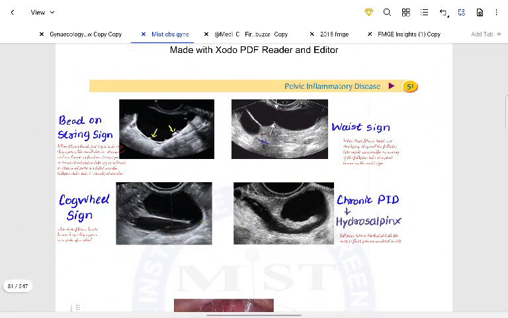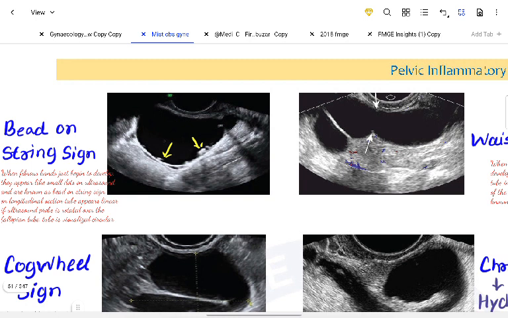I'll explain. Bead on string sign: when fibrous bands begin to develop, they appear like little small dots on ultrasound and are known as bead on string sign. In a string, when we put our beads, it appears as a dot if we see from the upper part. These are longitudinal sections of the tube and appear linear. If the ultrasound probe is rotated, the fallopian tube is visualized as circular because the tube is circular, obviously.